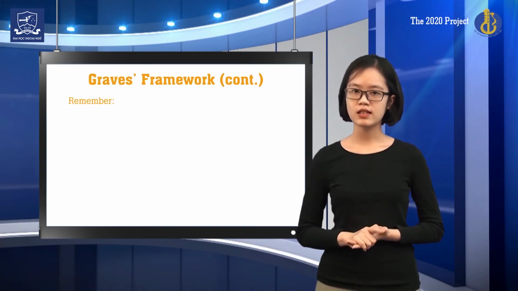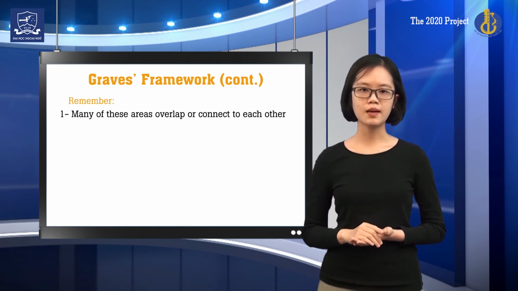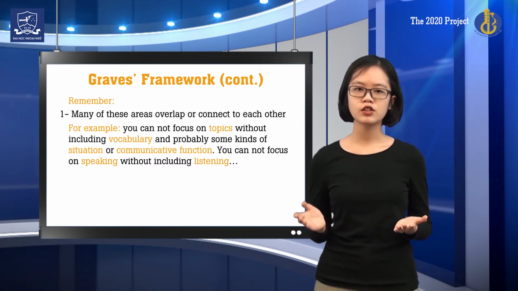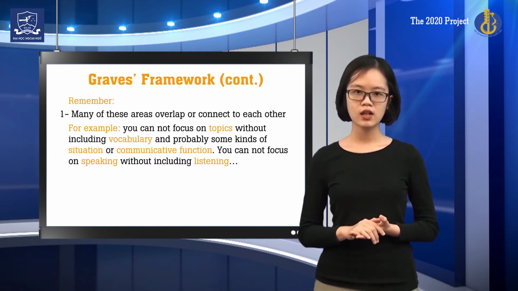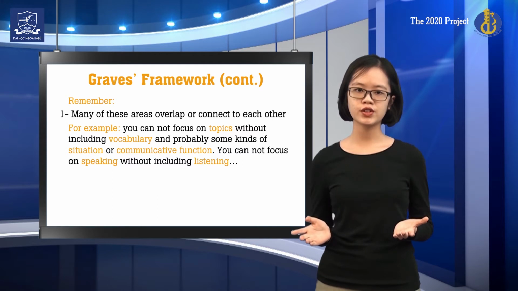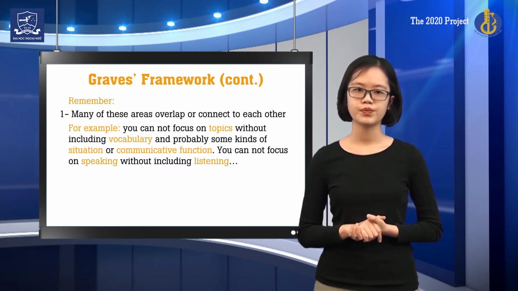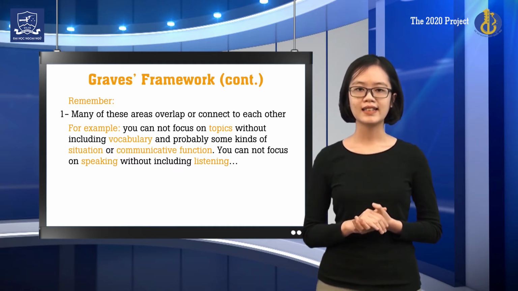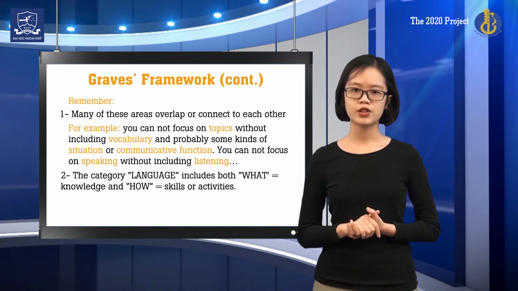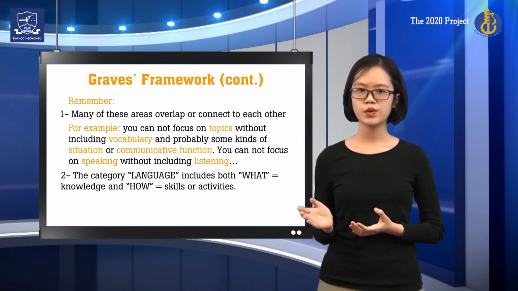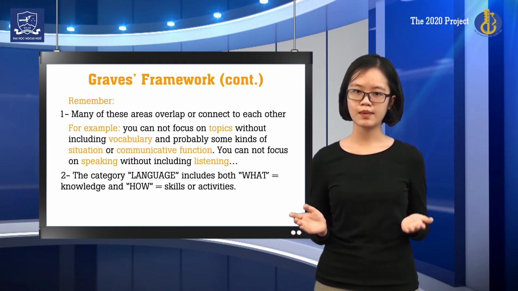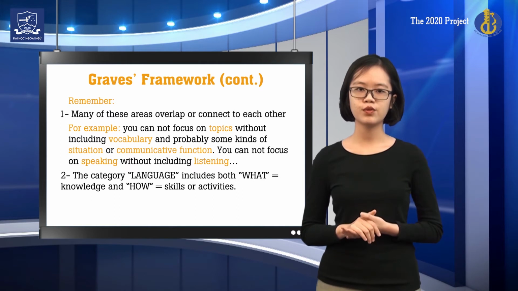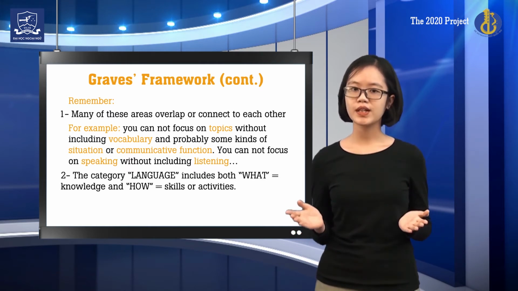Remember that, firstly, many of these areas overlap or connect to each other. For example, you cannot focus on topics without including vocabulary and probably some kinds of situations or communicative function. You cannot focus on speaking without including listening. And secondly, the category language includes both the what, which includes the knowledge of the grammar, vocabulary, or phonetics, and the how, which means the four skills: listening, speaking, reading, and writing.